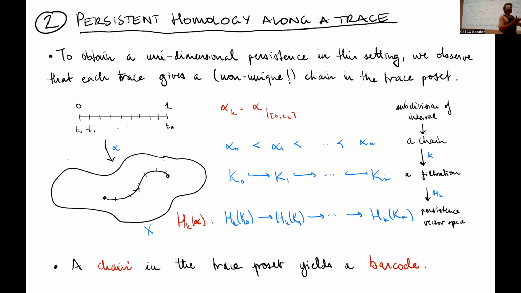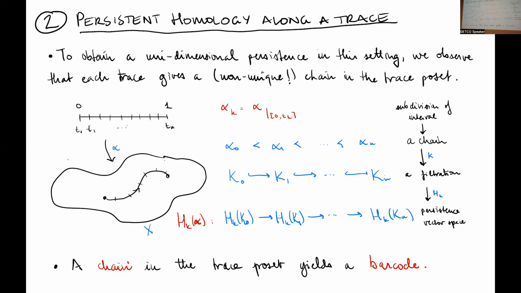Each time we move to the next t_k+1, t_k+2, we're actually just extending our directed path a little bit each time. So this gives us a chain in the poset of traces. Now, if we take the associated simplicial complexes, we get a filtration of simplicial complexes, and then we can apply homology and get a persistence vector space.